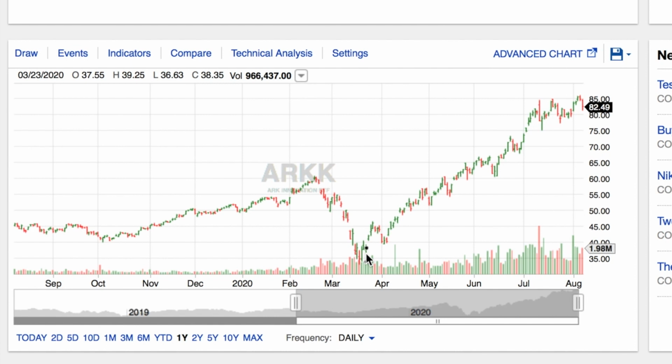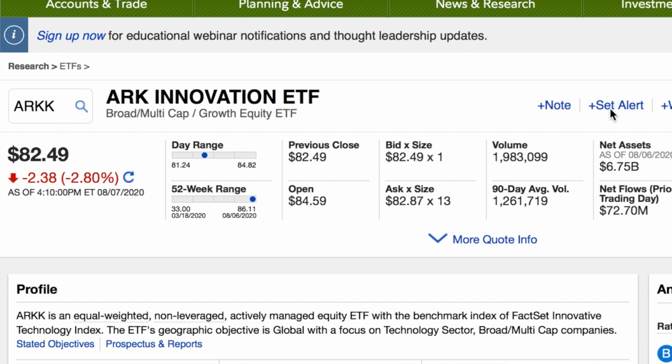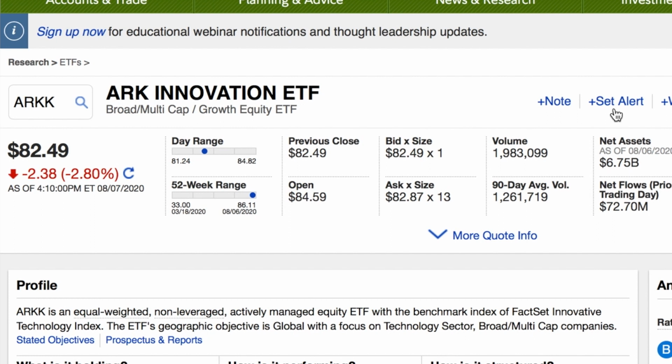And so what happens is after that, it starts to climb up, up, up. If you would have gotten in down here at the bottom, you could have got a share for $33. Now it runs all the way up till today. And right now, it's at $82.49. And in March, you could have gotten it at $33. You would have been $50 up, times how many shares you bought.